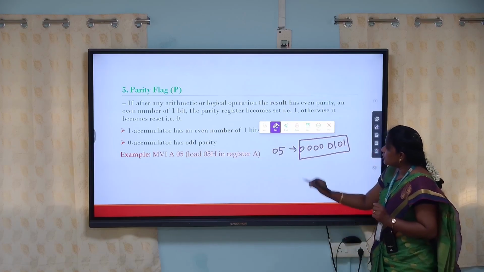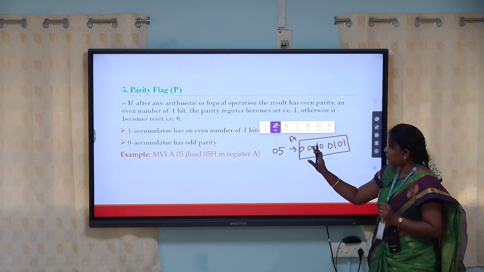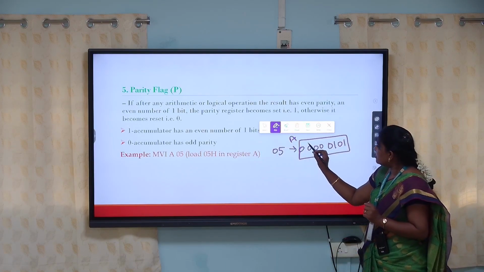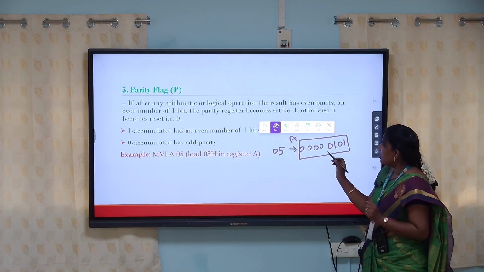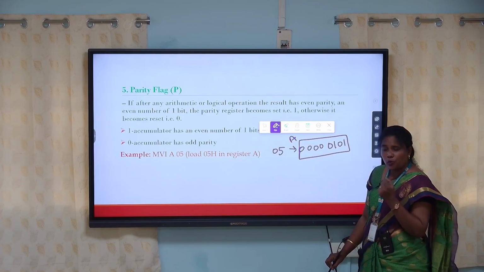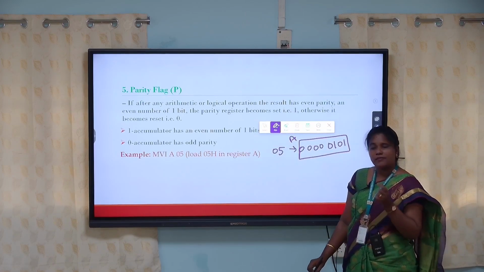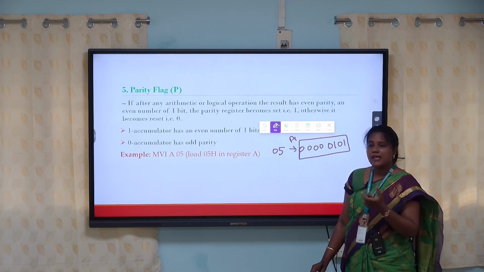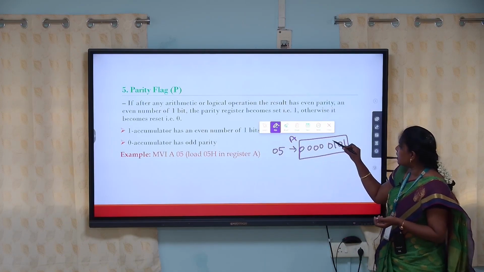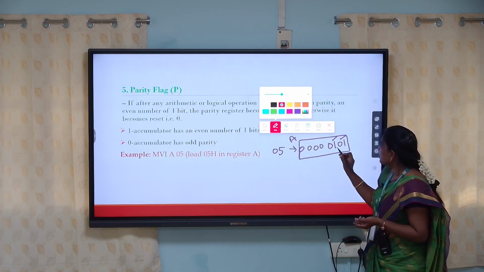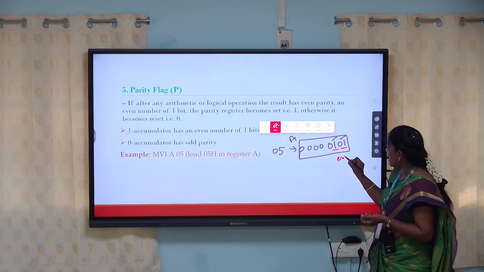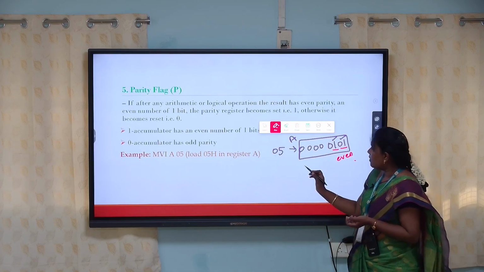Now we have to check. Assume this is the accumulator. We have to count the number of ones in the accumulator. If the number of ones is even, then it is called even parity. See, in this example, there are 2 ones. So this is even parity.